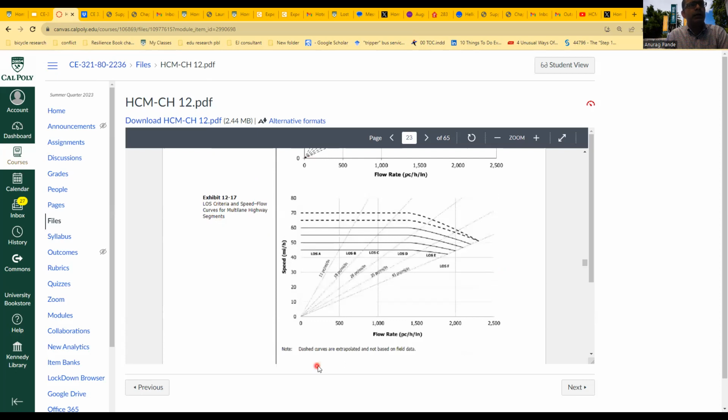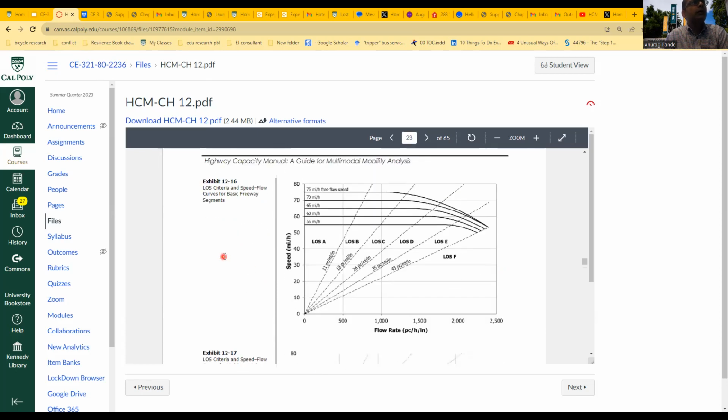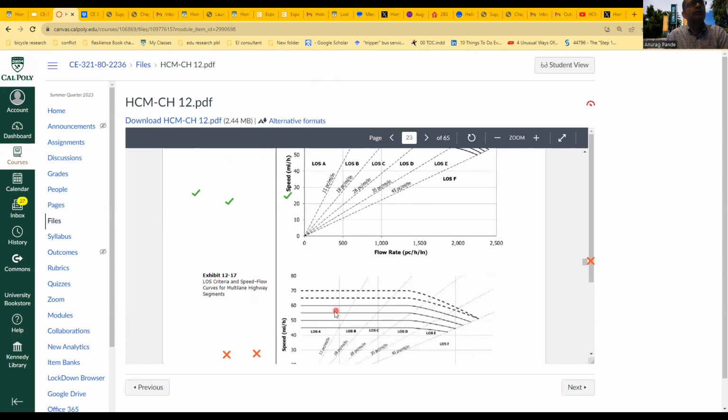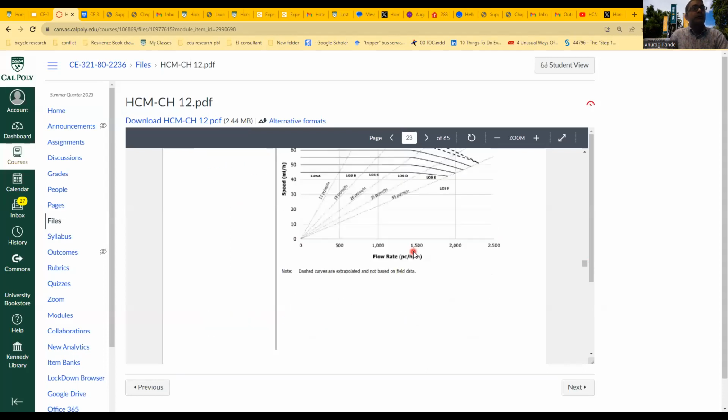And again, there is a corresponding chart for multi-lane highway as well. So again, we're going to deal with the freeway level of service chart. We're going to deal with this chart. But for this class, we're not going to deal with this chart, which is for multi-lane highway segments.